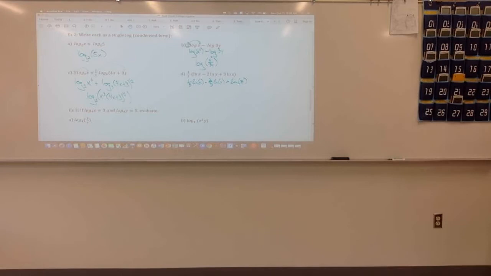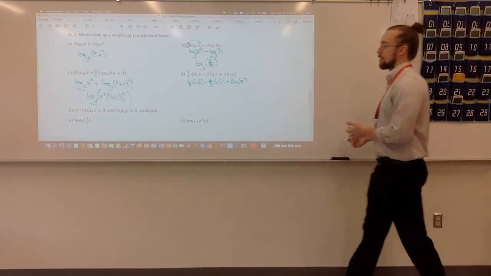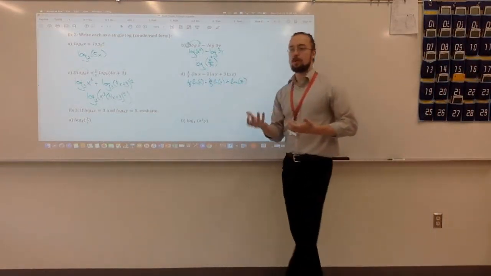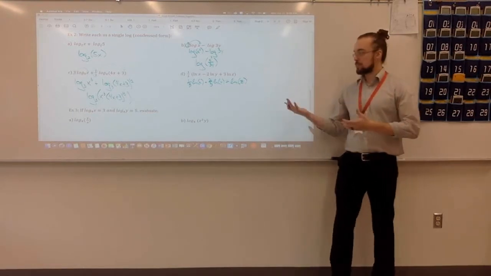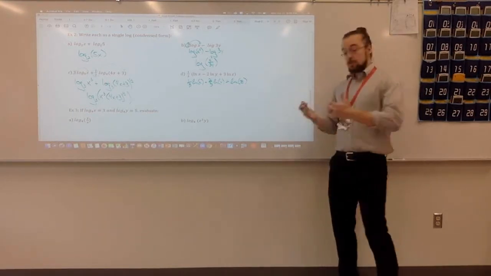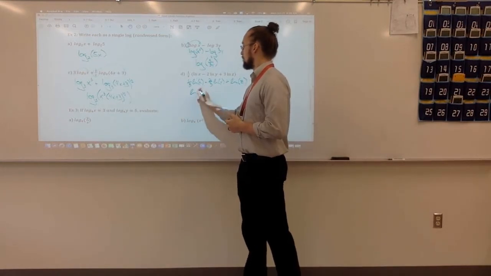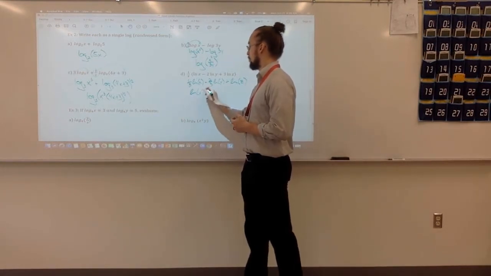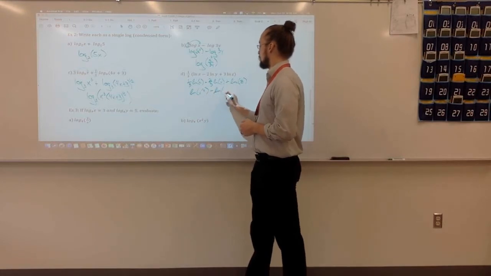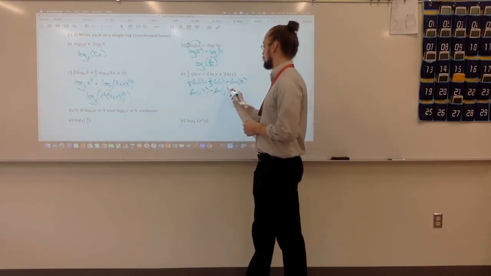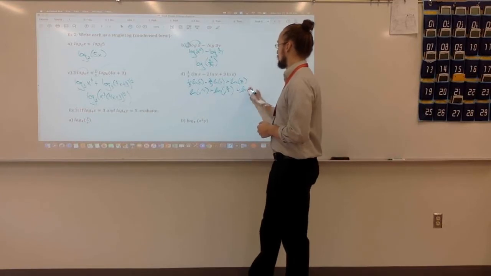Okay, so don't forget when you're doing something like this that you can still distribute through parentheses. And I think that makes this problem a little bit easier. So now we can bring our exponents up. So this would be natural log of x to the 1/3 minus natural log of y to the 2/3 plus natural log of z.